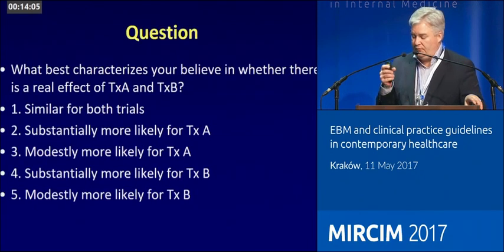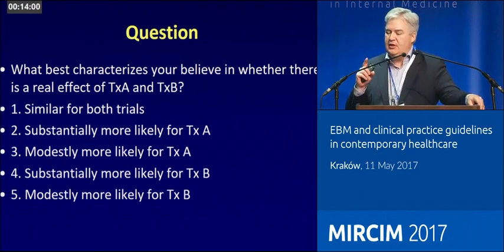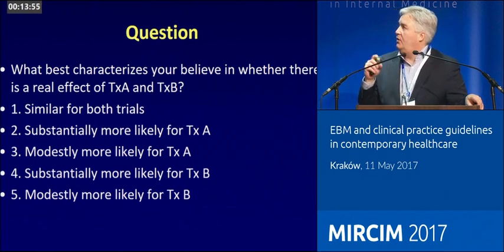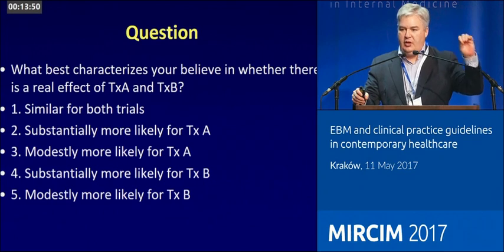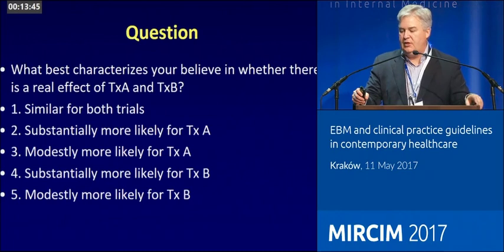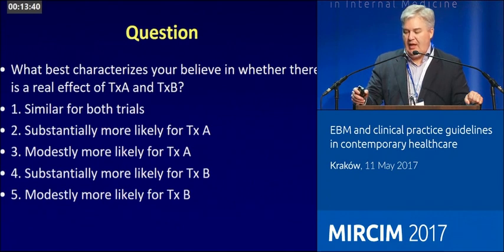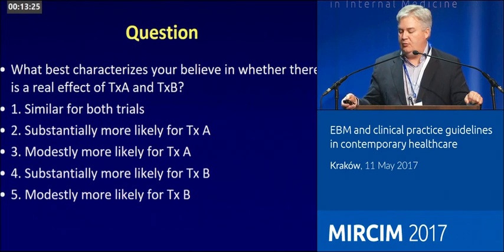So now what I want you folks to do is vote. What I want to know is what best characterizes your belief in whether there is a real treatment effect for treatment A and treatment B. It doesn't mean that the point estimate of the effect is what matters, just whether treatment A works or treatment B also works. If you think it's similar for both trials, that's option 1. If you think it's substantially more likely for treatment A, you'll put up your hand. If it's modestly more likely for treatment A, that's the third option. The fourth option is modestly more likely for treatment B, and the fifth option is substantially more likely for treatment B.